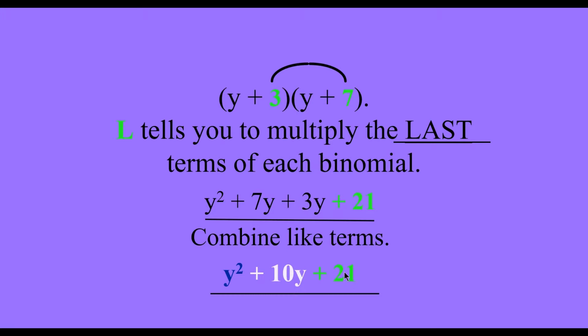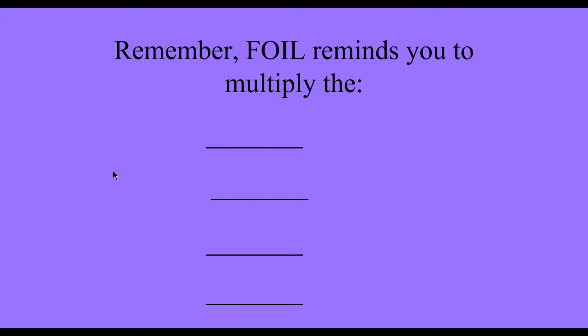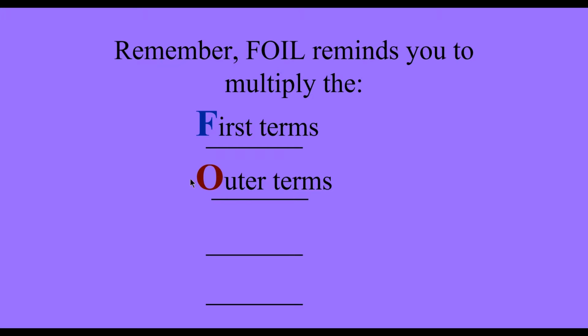That is the trinomial, which is the solution to the question, what happens when you multiply this binomial times this binomial? So, feel free to fill out the blanks while I'm talking, but remember, FOIL, F-O-I-L, reminds you to multiply the first term, outer terms, some people say outside, inner terms, some people say inside, and last terms. FOIL.